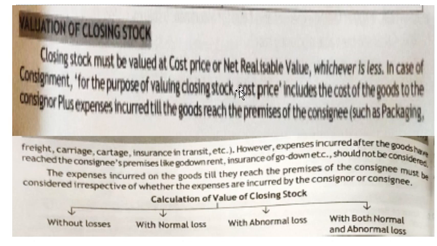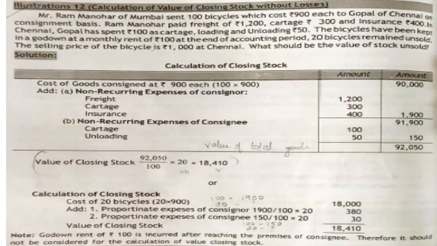What is closing stock? The unsold goods of the total goods is known as closing stock. So I discussed that we will value the closing stock in four parts. That is, when losses are not there, when we will solve problems with normal loss, and we will solve problems with abnormal loss, and with both normal and abnormal loss. The first one is calculation of value of closing stock without losses.